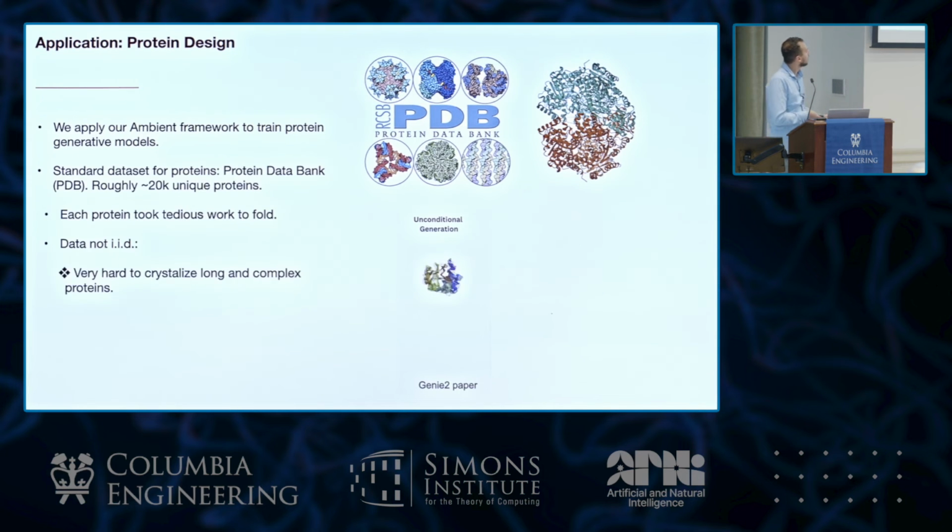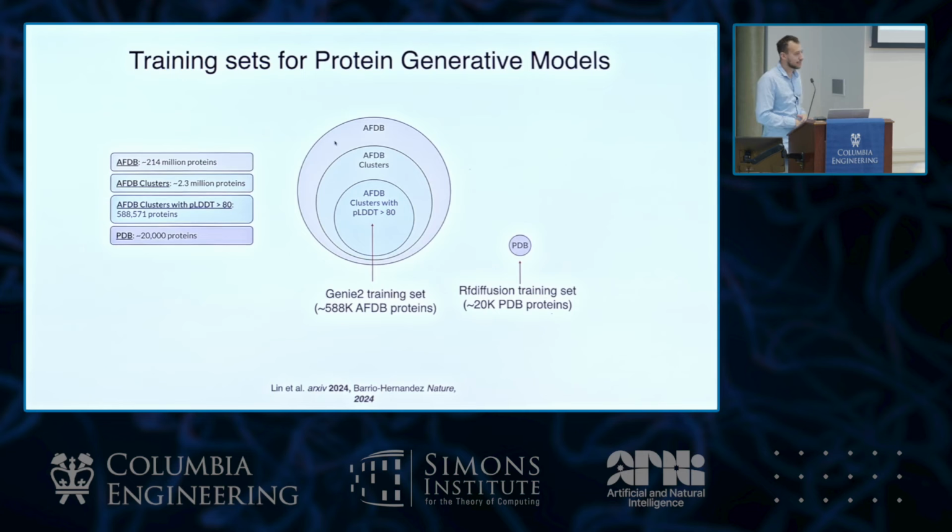And this gets us into this asymmetric situation where, for real proteins, we have maybe 20,000 samples. These are actually proteins that people went to the lab and made. There is this nice repository called the Protein Data Bank, and people made all of these proteins and put them in this repository.